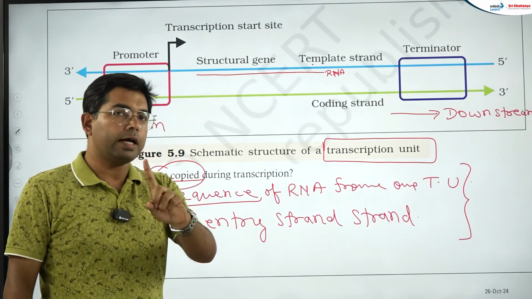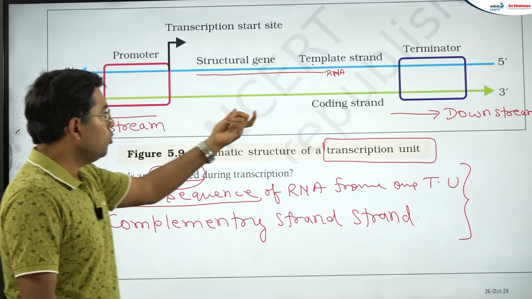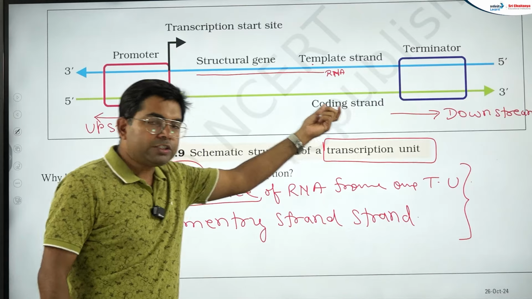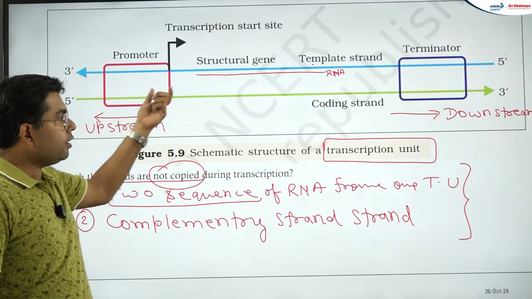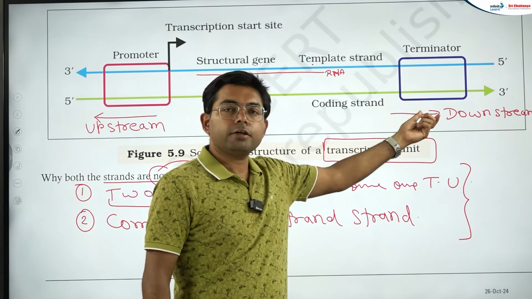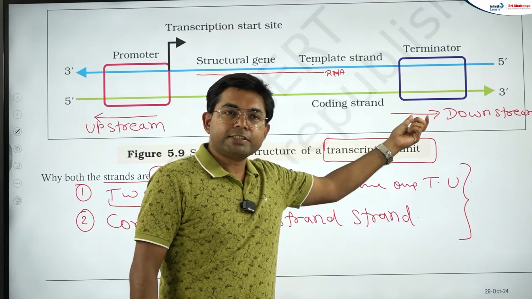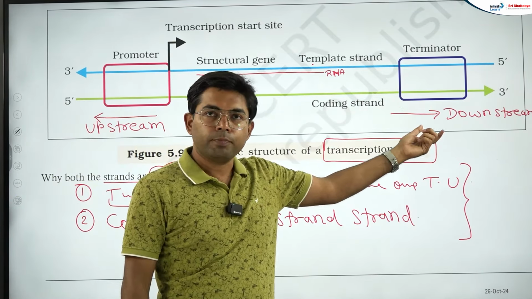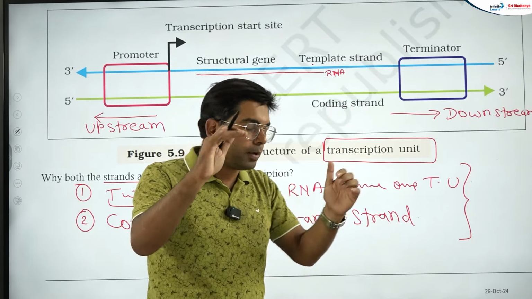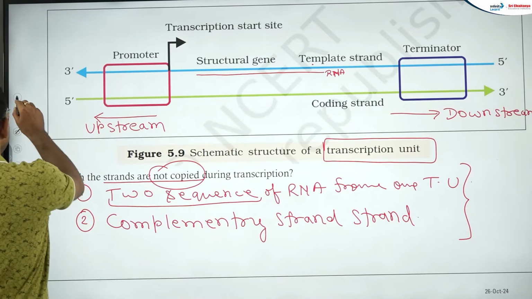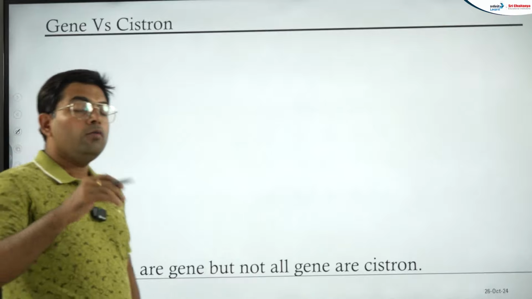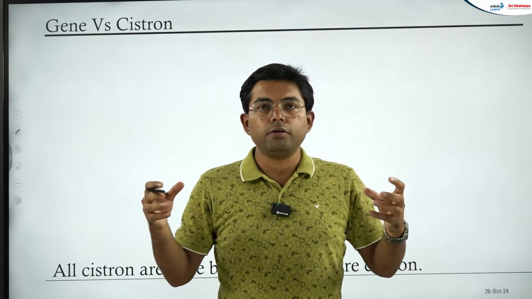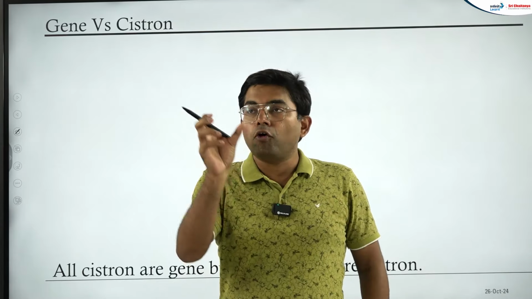But before going to that, keep in mind what a coding strand is, what a template strand is, which side the promoter is situated, which side the terminator is situated, which side we call the upstream, which side we call the downstream. So you have to keep all these points in mind. Now let's move on to the next part, where we will see this transcriptional unit which will form the RNA.